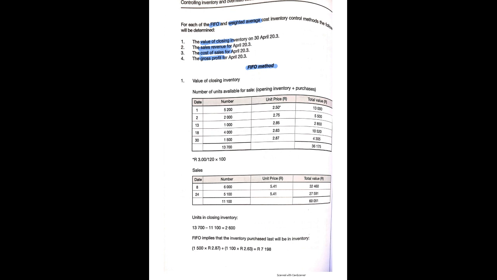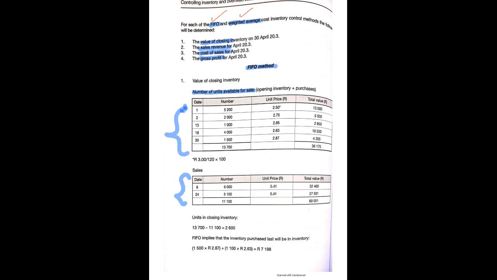So the first thing we're drawing up is a table that's going to tell you how many units are available for sale. It says it to you here as well that this is a table that is determining the number of units available for sale. As I said, both these tables are drawn up for both the FIFO and the weighted average method if it's a periodic inventory system. Just the way you go about calculating the values differ slightly.